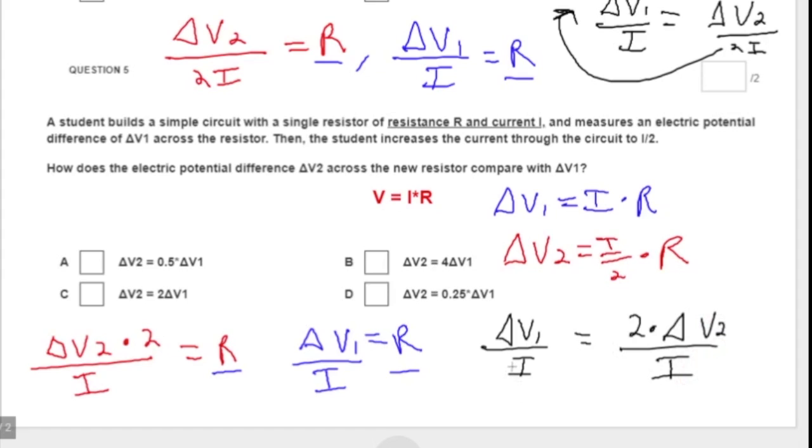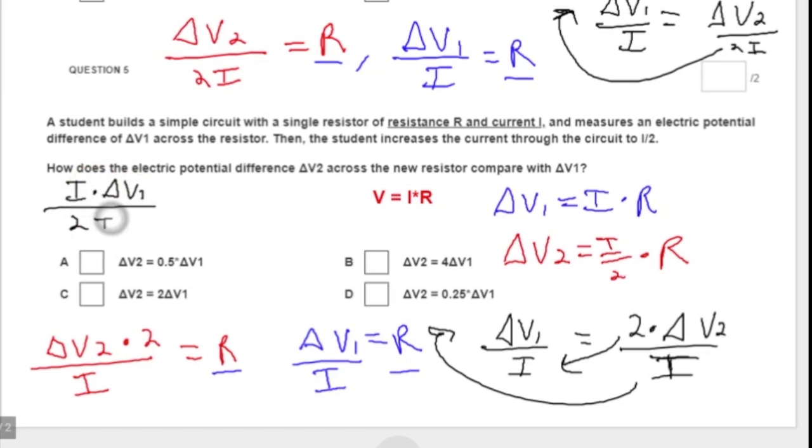I can go ahead and multiply my I over, so I multiply this I over here, over the other side, and then divide my 2 over the other side. That's going to leave me with I times delta V1 over 2I, which equals delta V2. The I's cancel out, and I'm left with delta V1 over 2. In other words, delta V2 is equal to 0.5 delta V1.